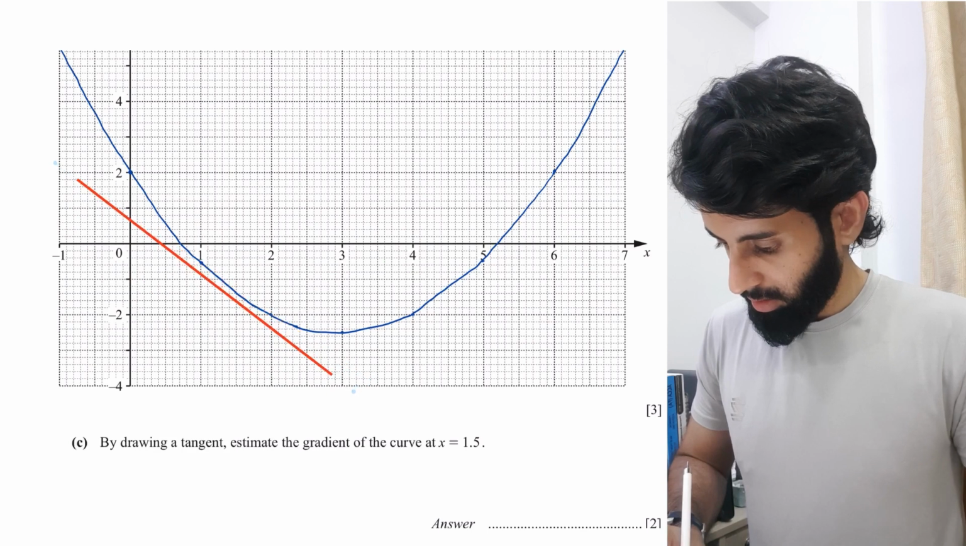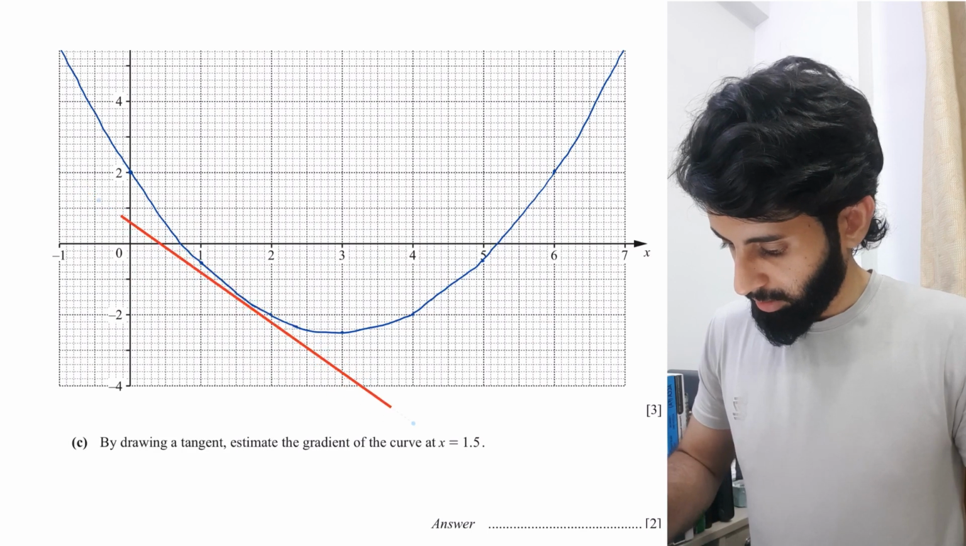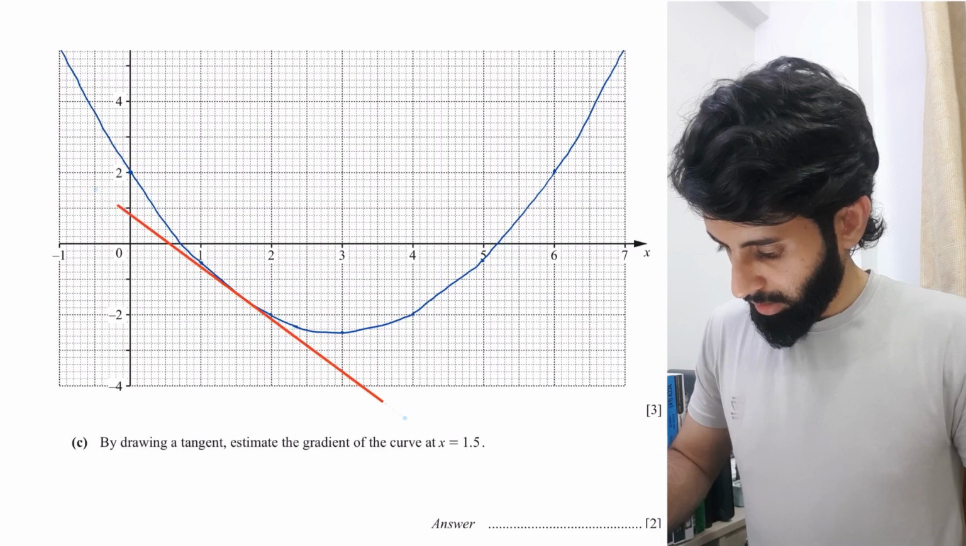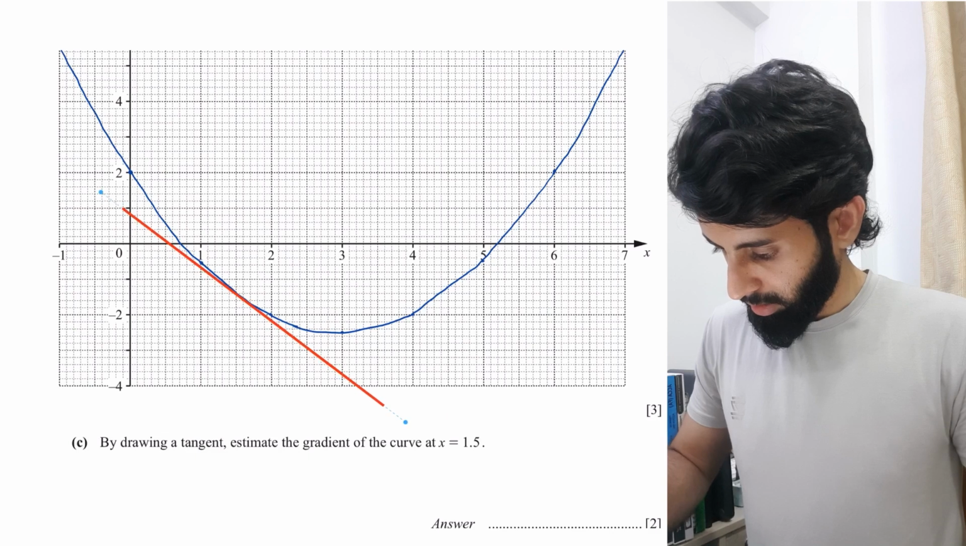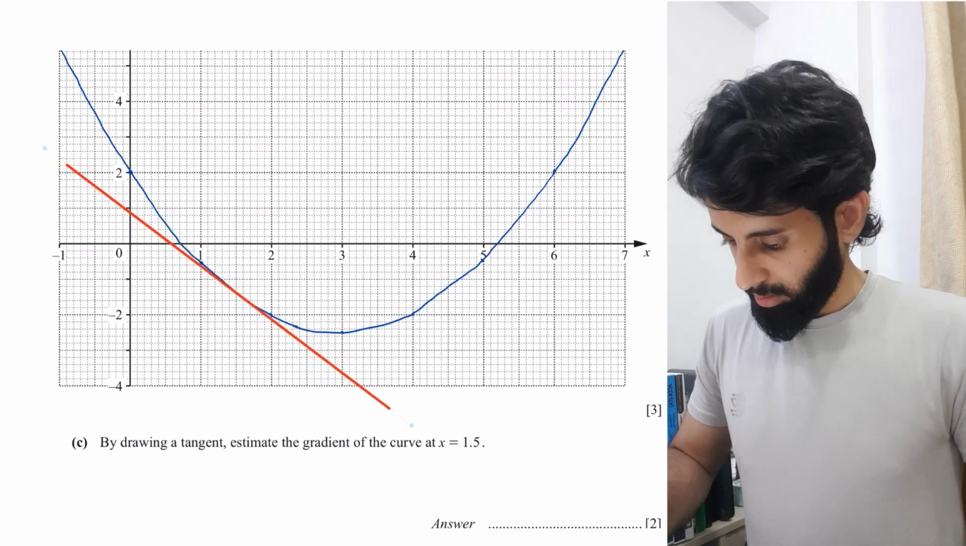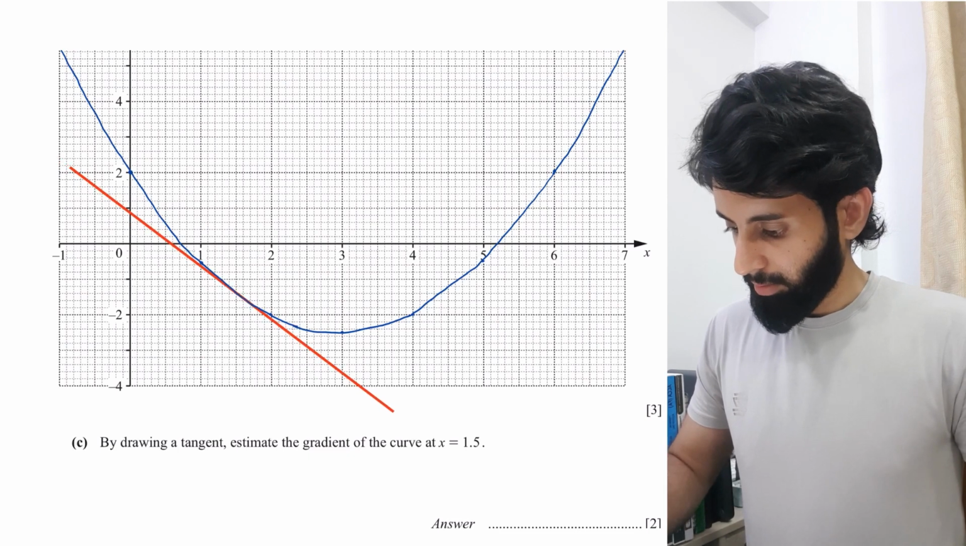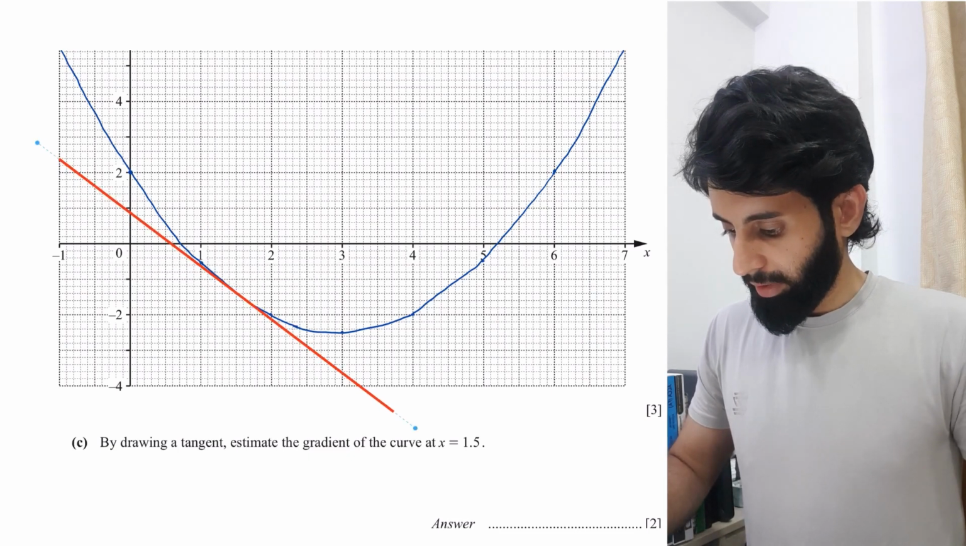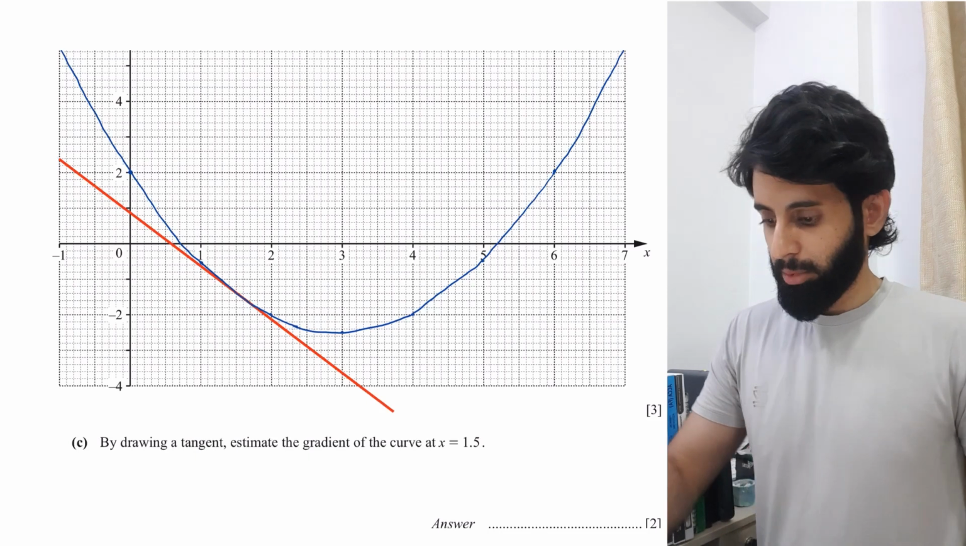So at 1.5 this is what the tangent will look like, and this takes a while since I'm drawing it digitally and not using an actual scale and a pencil. So there you go. Okay, and then in order to find the gradient, what I need to do is pick 2 points on this tangent.